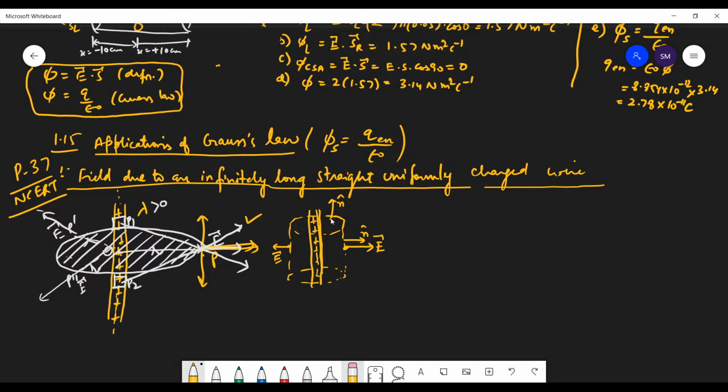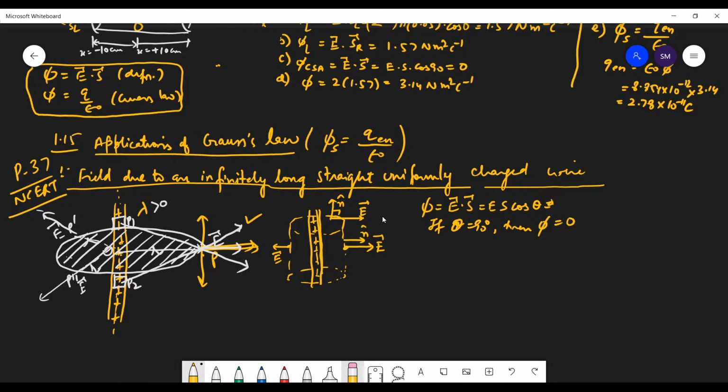So the electric field is in this direction, and so the angle is 90. Flux is equal to E dot S. Here, that is magnitude of E, magnitude of S, and cos theta. If theta is equal to 90 degrees, then the flux through the surface will be 0.